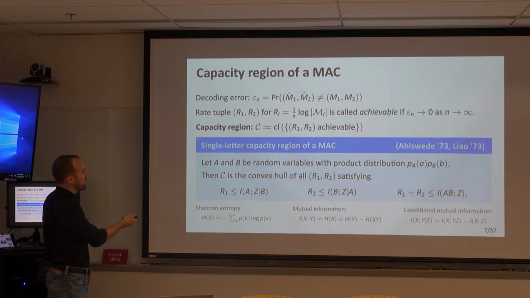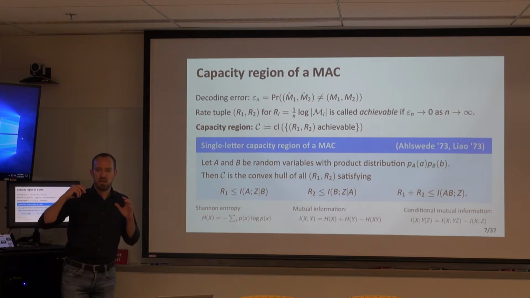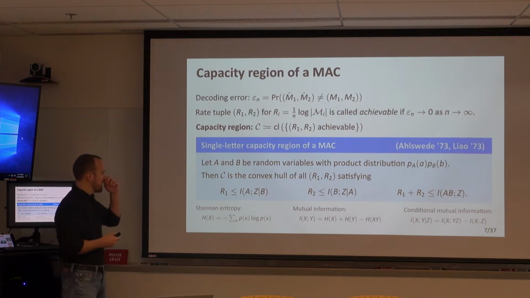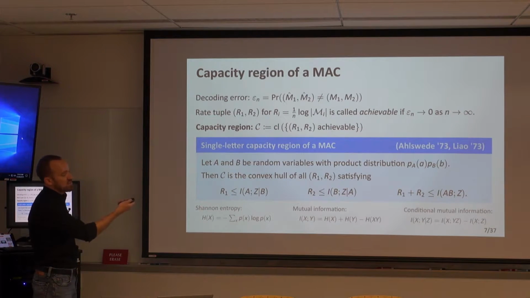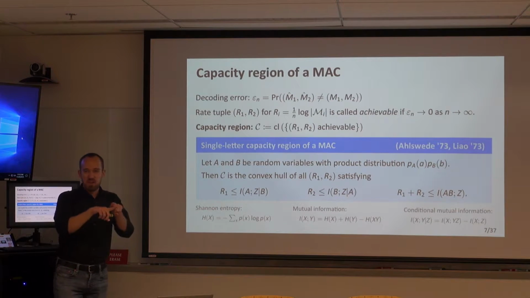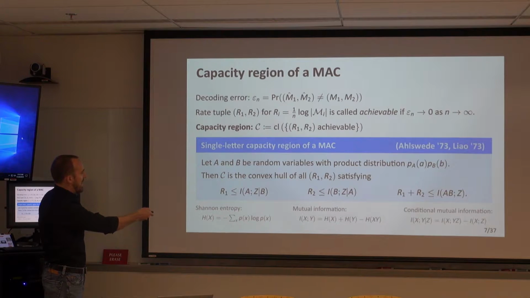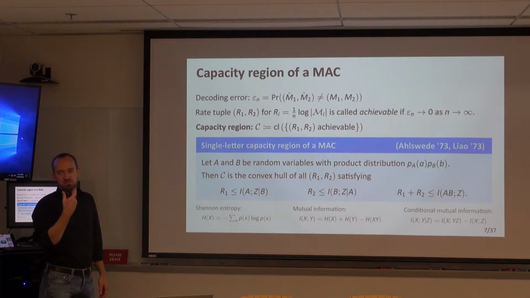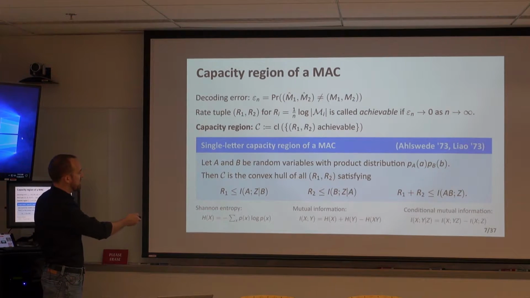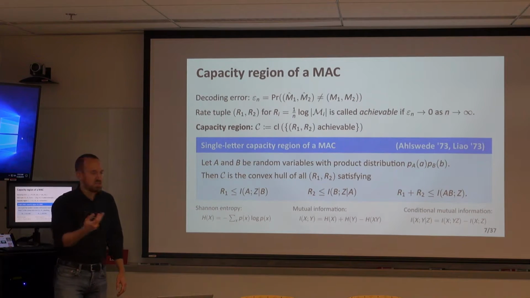You take two random variables A and B, which take values in the sets A and B that are the input to the channel. And you consider product distributions on A and B. So A and B have to be independent, as I said before. And then you take some product distribution. And then the capacity region will be the convex hull of all rate pairs (R1, R2) satisfying these three constraints here. Okay? So these are entropic constraints.